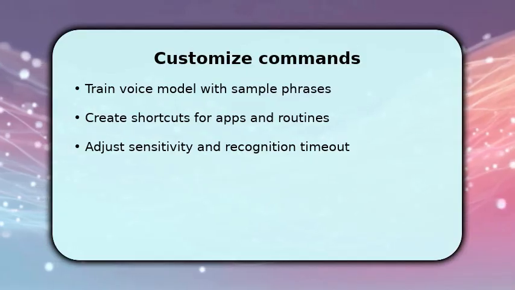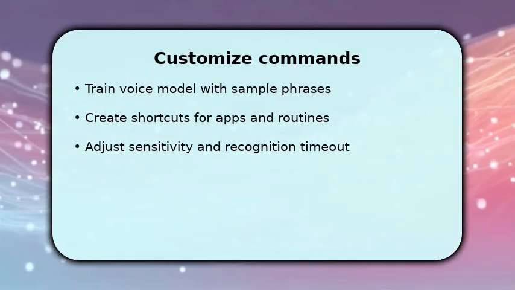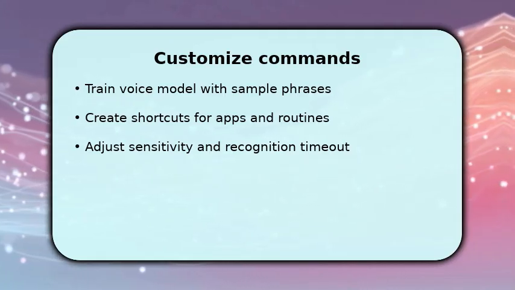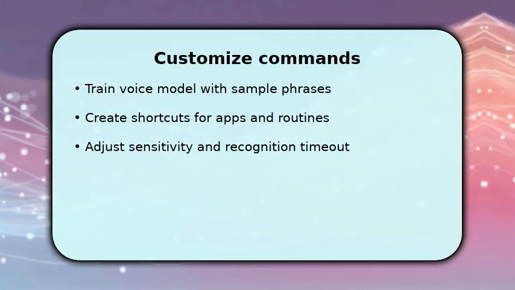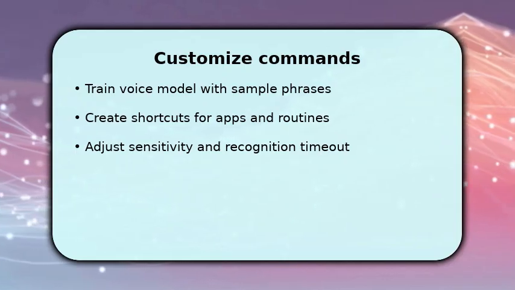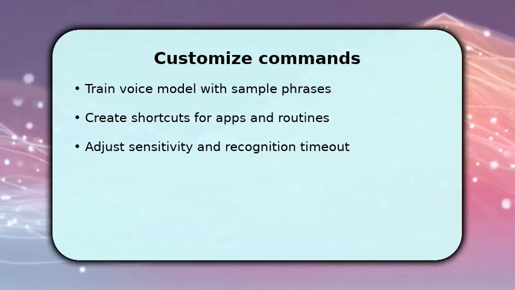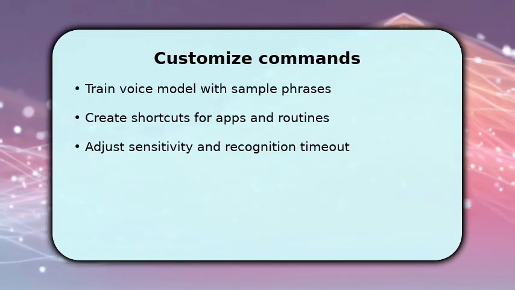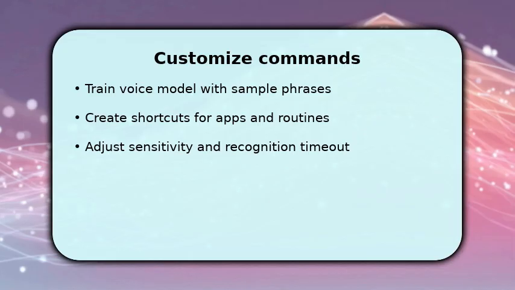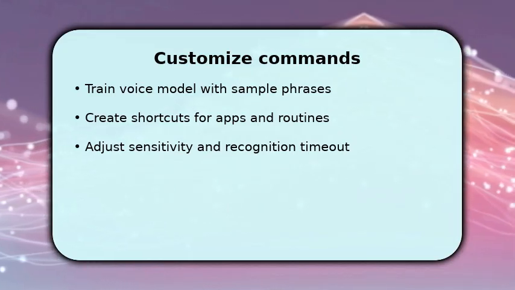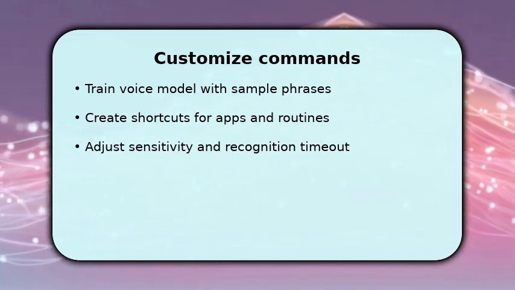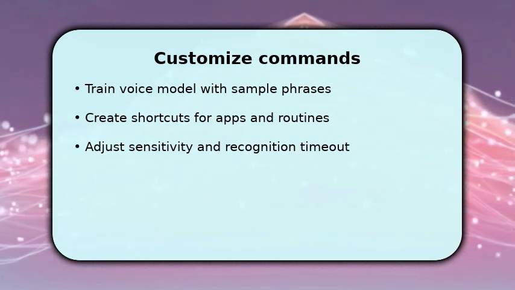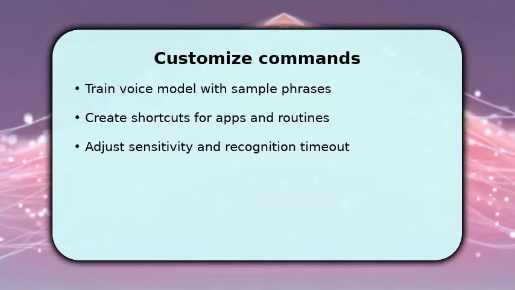Next, you customize how the assistant responds. Open voice or assistant settings, and train the voice model by repeating sample phrases so accuracy improves. Create custom shortcuts and routines for frequent tasks. For example, map a phrase to open navigation or send a text. This saves time and reduces errors. Also adjust wake word sensitivity and recognition timeout to avoid false triggers or cutoffs. Make sure to test commands aloud and refine phrasing for quicker, consistent results.